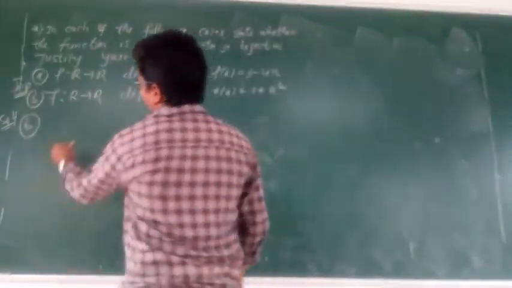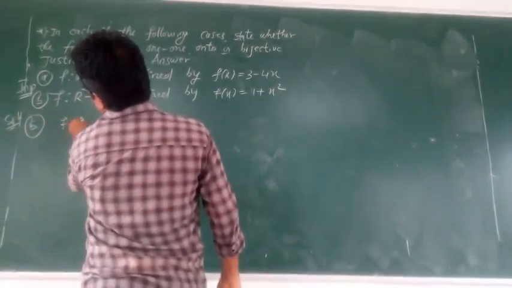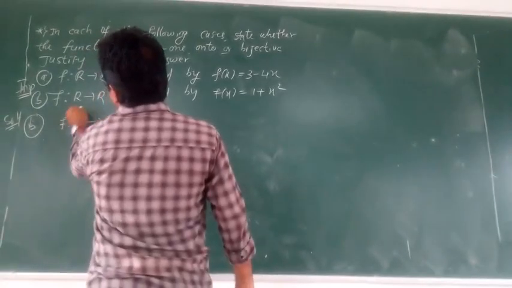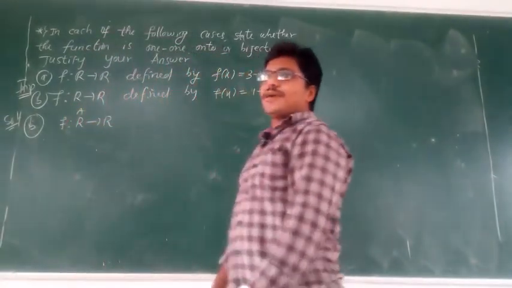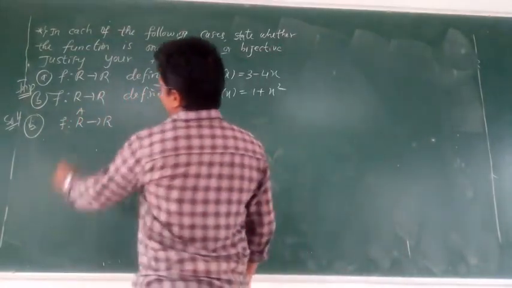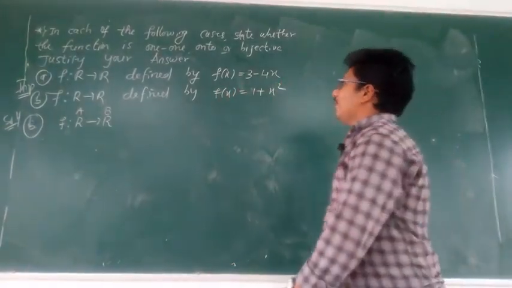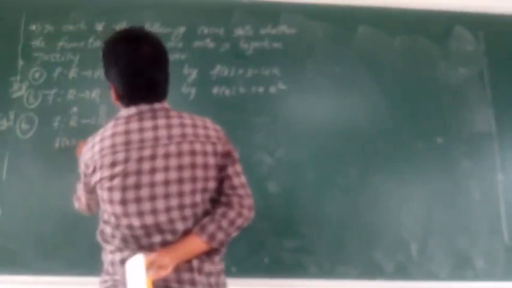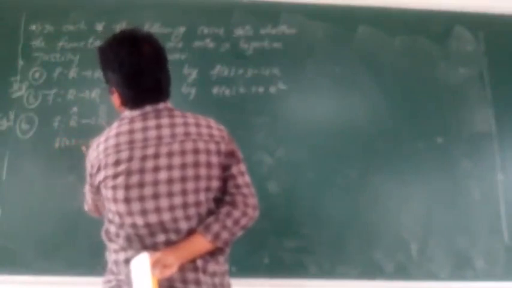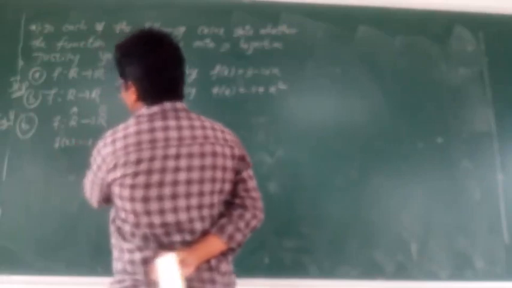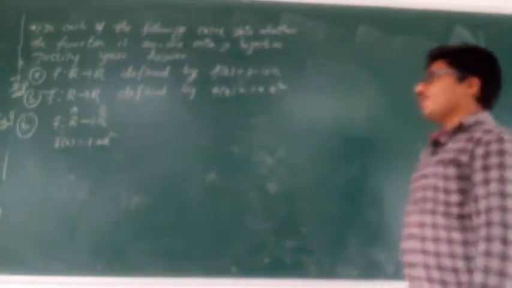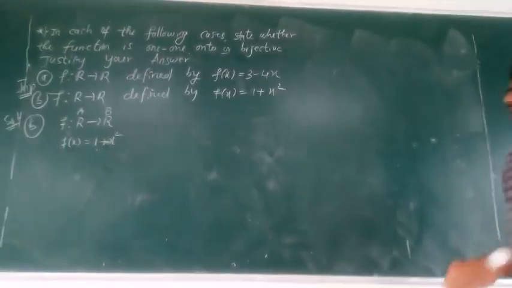F from R to R, I will write this function once again. In the placement of A, the capital R means real numbers. In the placement of B, it is also real numbers. What is the function given? Given is f of x is equal to 1 plus x square. Is it possible to say this is one-one? We will check that.